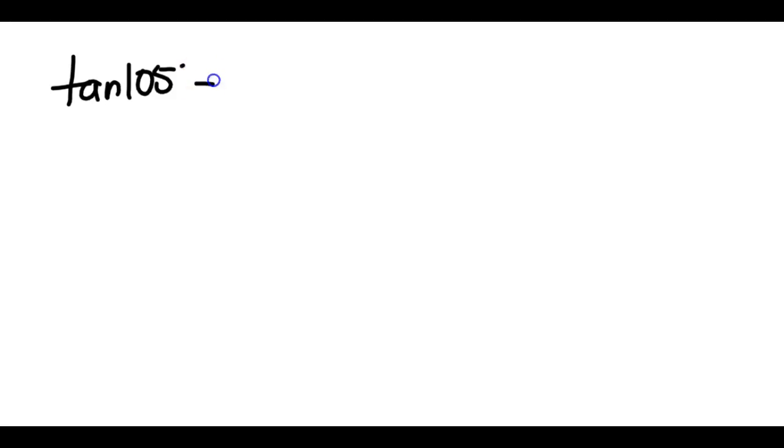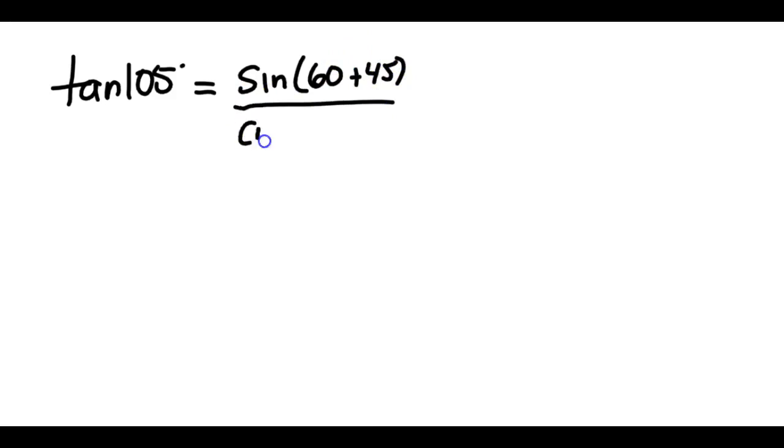So tan is the same thing as sine over cos, right? So you could say sine of 60 plus 45 over cos of 60 plus 45 is the same thing as tan 105, because those all add up to 105. And tan is the same thing as sine over cos. Okay, and then we can use the sine sum identity, and we can use the cos one.